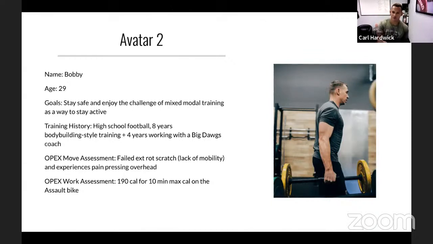Bobby's actually in the gym that we just went to this past week. He's at OPEX CDA. What's up, Bobby? So Bobby is 29 years old. His goals are to stay safe and enjoy the challenge of mixed modal training as a way to stay active. So good opportunity to talk about that with Bobby and what that actually means. Training history: high school football, 8 years of bodybuilding style training, 4 years working with a big dogs coach. OPEX move assessment: failed external rotation in the scratch, so lack of mobility there, and experiences pain pressing overhead. OPEX work assessment: Bobby is an absolute monster. He's gotten 190 calories over 10 minutes.